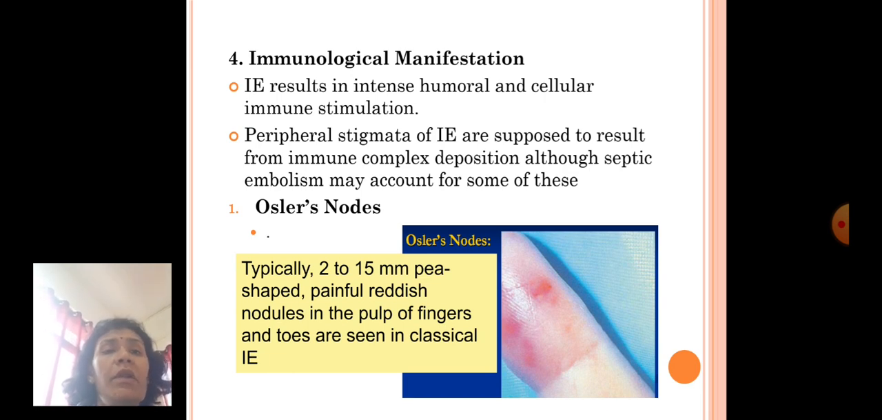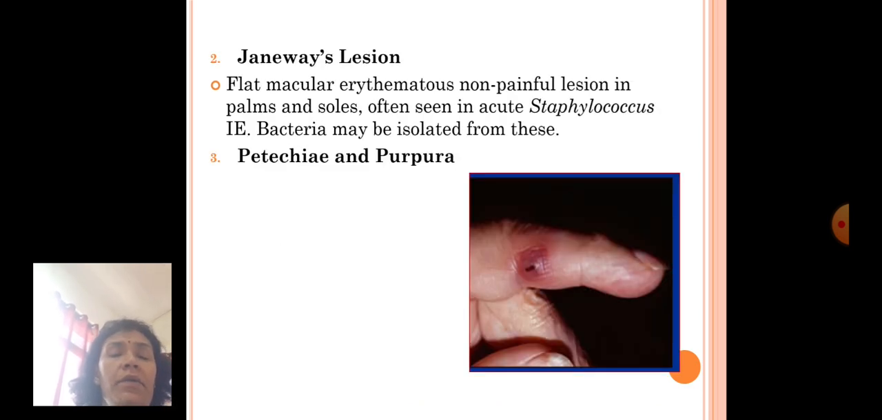Coming to the immunological manifestations, infective endocarditis results in intense humoral and cellular immune stimulation. The peripheral stigmata of IE are supposed to result from immune complex deposition, though septic embolism can also account for these. First is Osler's node. These are typically 2 to 15 millimeter tender, reddish nodules seen in the pulp of fingers and toes in cases of classical infective endocarditis.